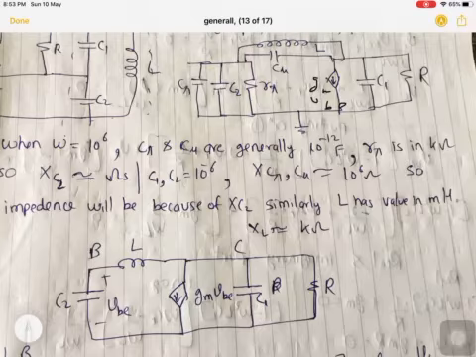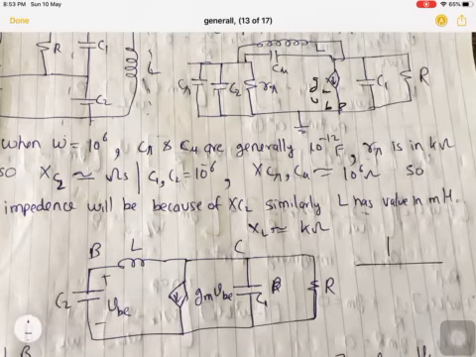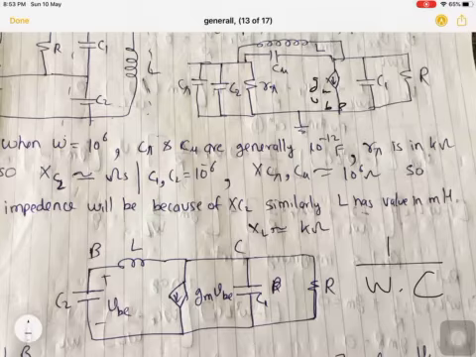C-pi has capacitance 10 to the minus 12. How do we define the impedance of a capacitor? X_C, I have written here, X_C-pi is equal to 1 upon omega C. Omega is 10 to the power 6, C is 10 to the power minus 12. So 1 upon 10 to the power minus 6, so it becomes 10 to the power 6. 1 upon omega into C. This is X_C, right?